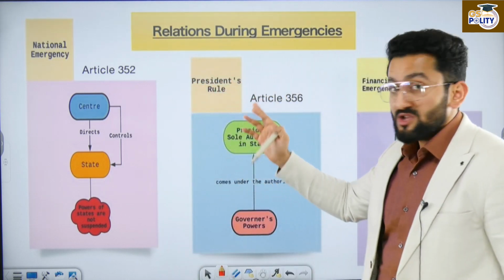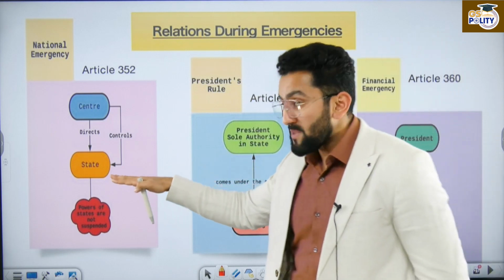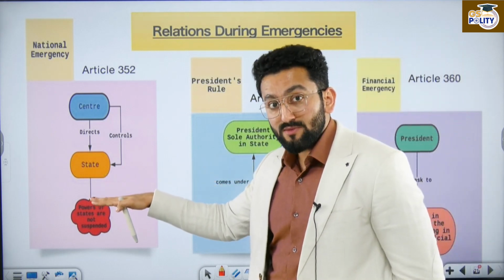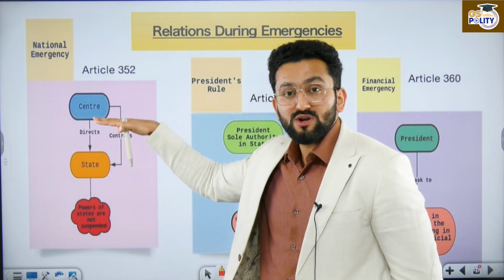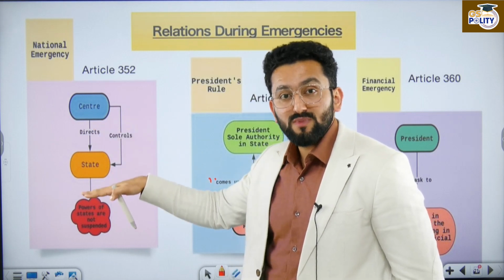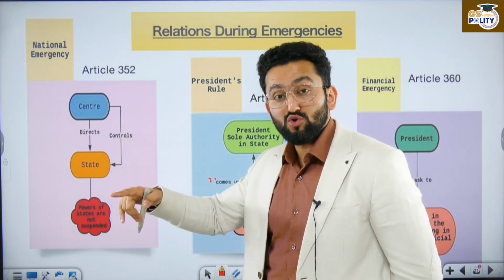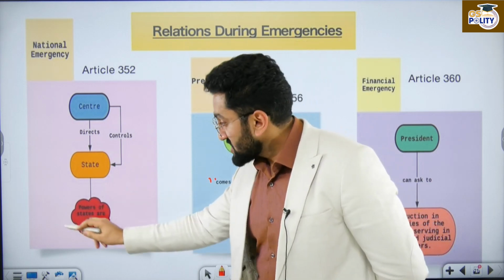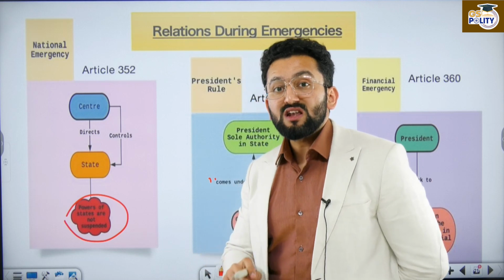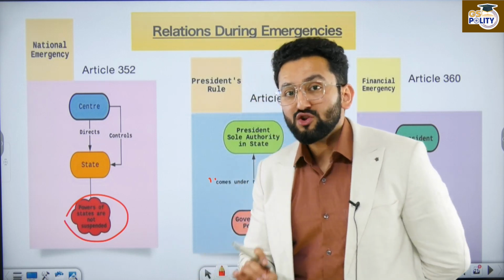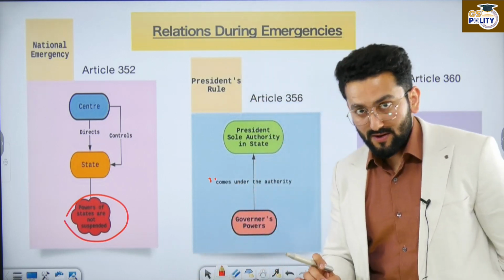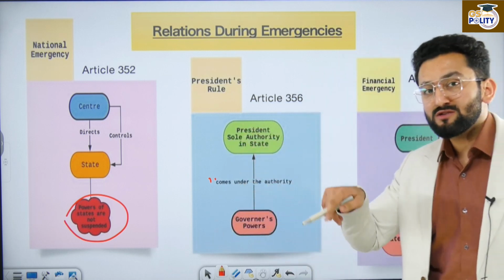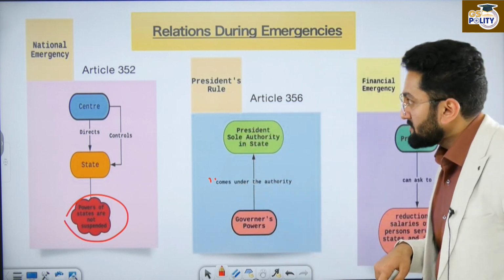So during national emergency, the executive power of the state can be considered to shift towards the center. Direction will be given by the center and the state has to uphold those directions, right? But you should also know that the government is not necessarily suspended when national emergency is in place, okay? They have to adhere to the directions issued by the center.